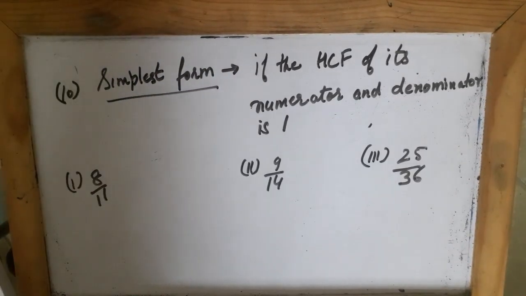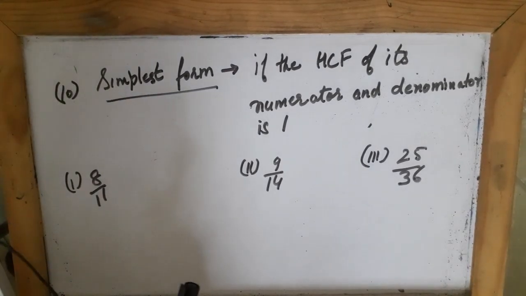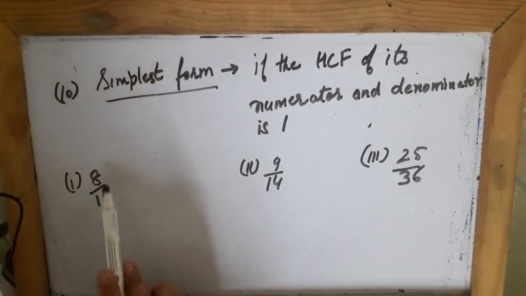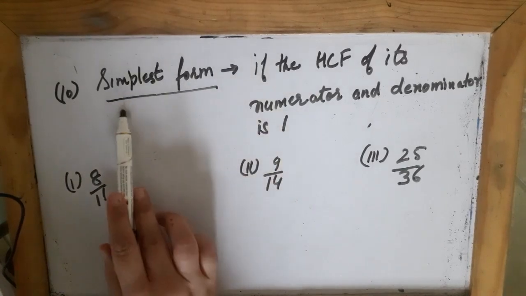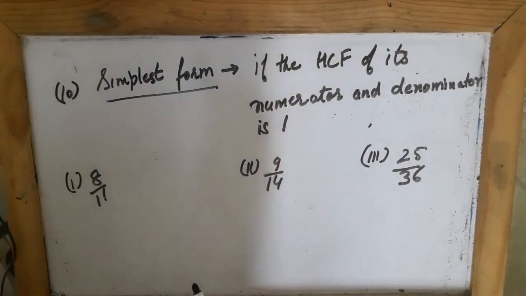Now the 10th question. In this they have given you some fractions and they are asking whether these are in simplest form or not. What do you mean by simplest form? If the HCF of its numerator and denominator is 1.